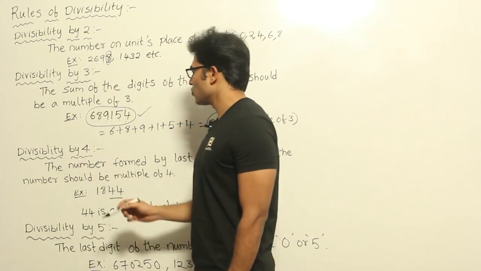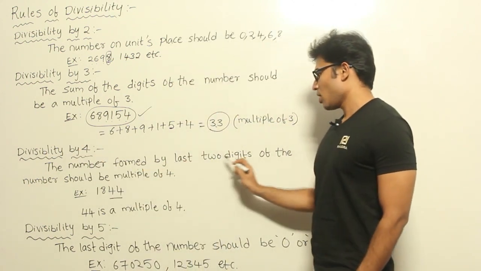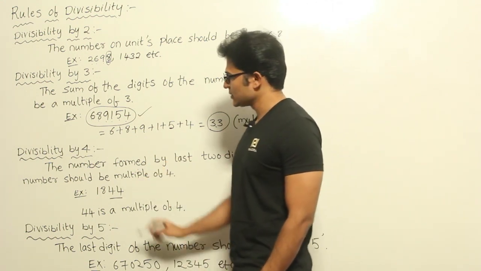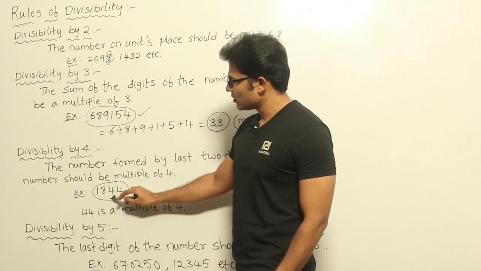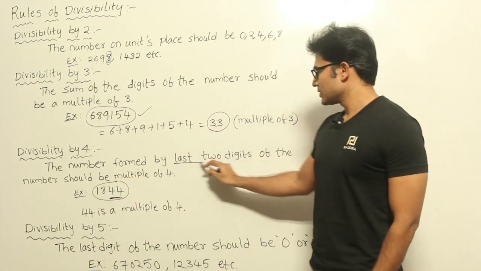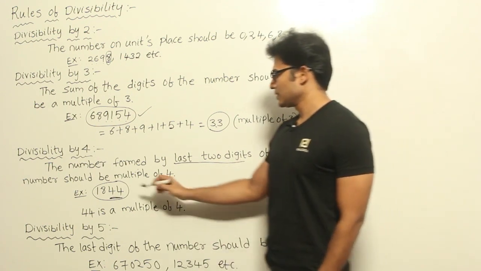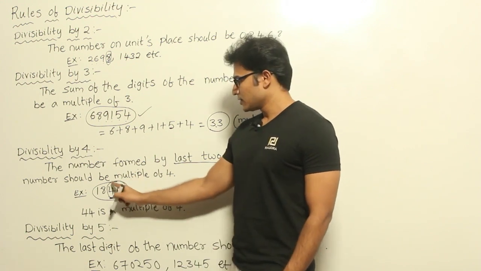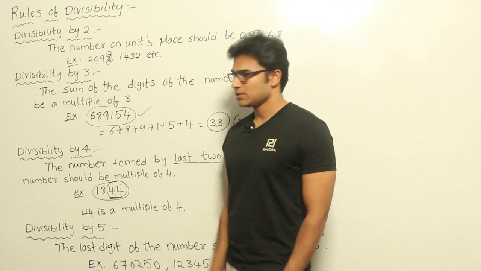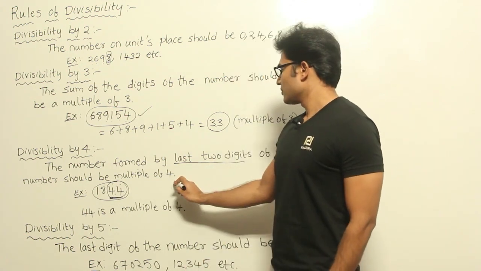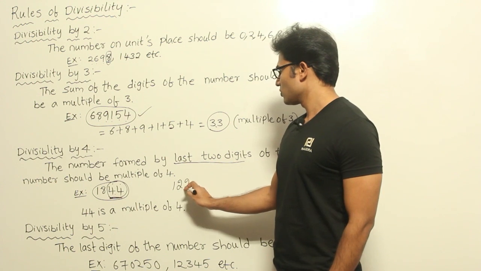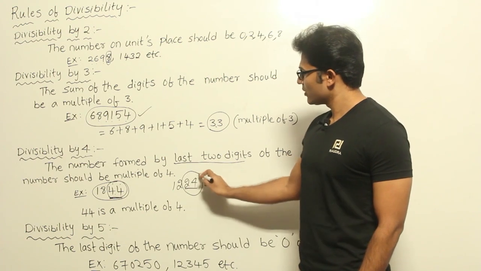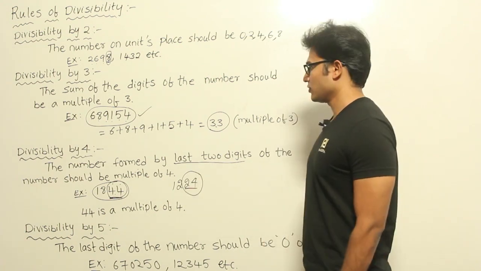And next one is divisibility by 4. The number formed by the last two digits of the number should be a multiple of 4. So what I mean by this is, if you look at this number, you take the last two digits, which means the units place and tens place, this one and this one. Now you form the number. 44 is the number. If it is divisible by 4, then this number is divisible by 4. So for example, if you have 1224, the last two digits are 24. Now 24 is divisible by 4, and so you can say that 1224 is divisible by 4.